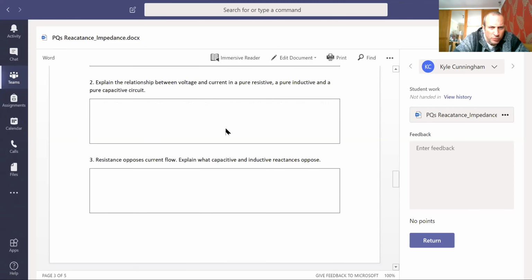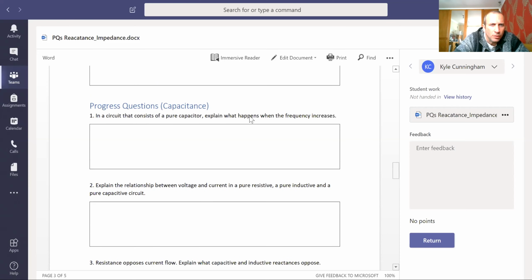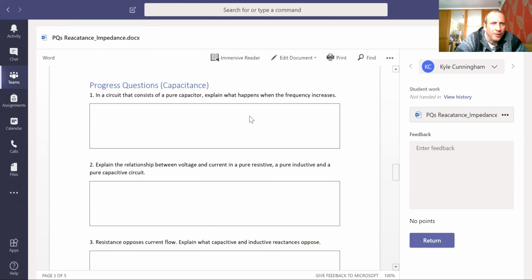Is there one about what happens as the frequency increases, like there was with the inductance? Oh, there you go. A circuit with pure capacitance, what happens when the frequency increases? This time, because it's inverted, you've got 1 over 2 pi fc. That means if you increase the denominator, the total value is going to go down. You divide 1 by a bigger number. So as you increase the frequency, the capacitive reactance is going to go down. So it's like the mirror image of the inductor.